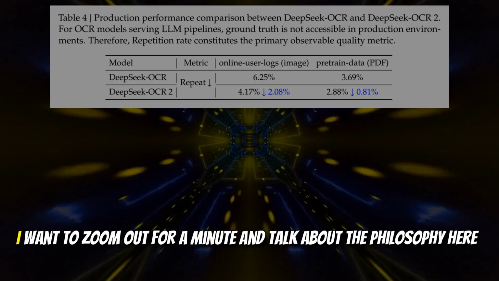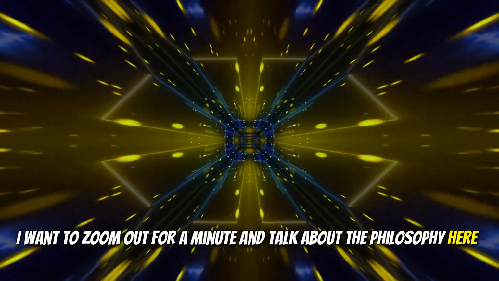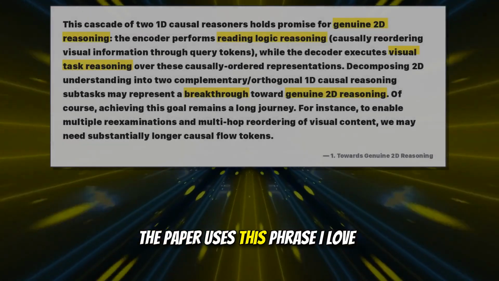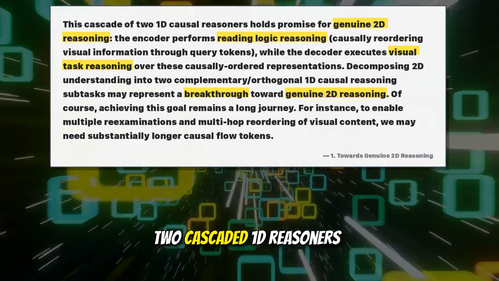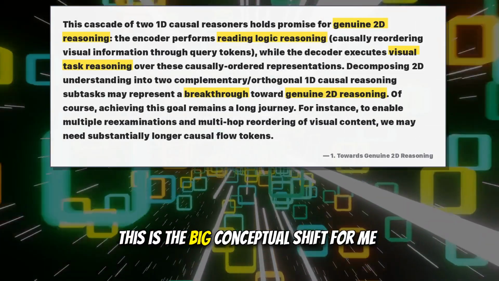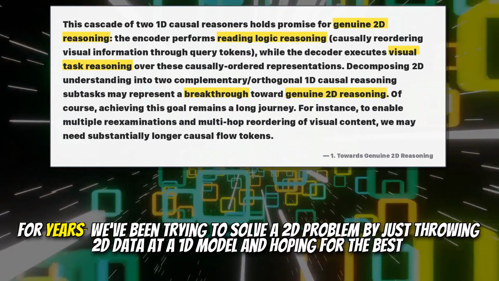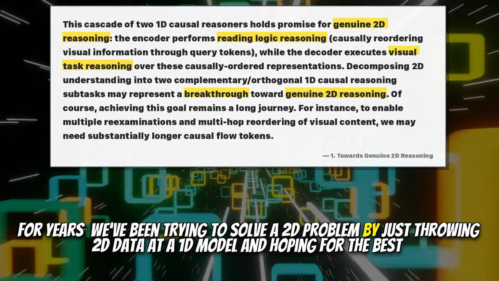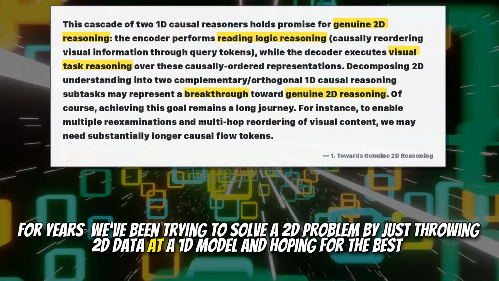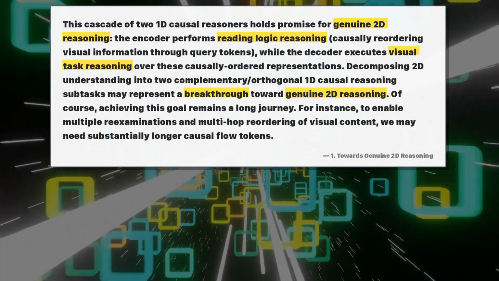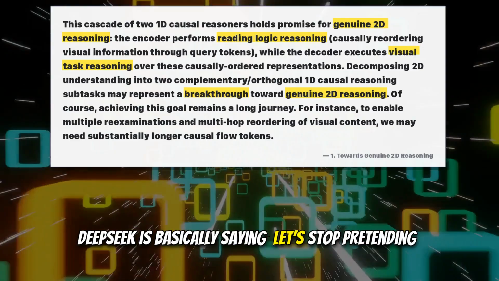I want to zoom out for a minute and talk about the philosophy here. The paper uses this phrase I love: 2 cascaded 1D reasoners. This is the big conceptual shift for me. For years, we've been trying to solve a 2D problem by just throwing 2D data at a 1D model and hoping for the best. DeepSeek is basically saying, let's stop pretending.